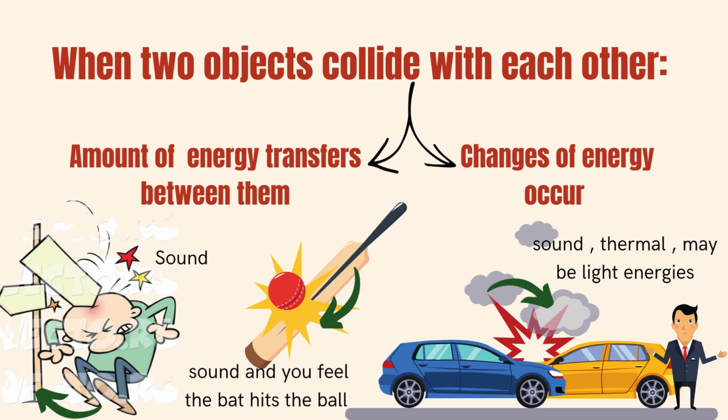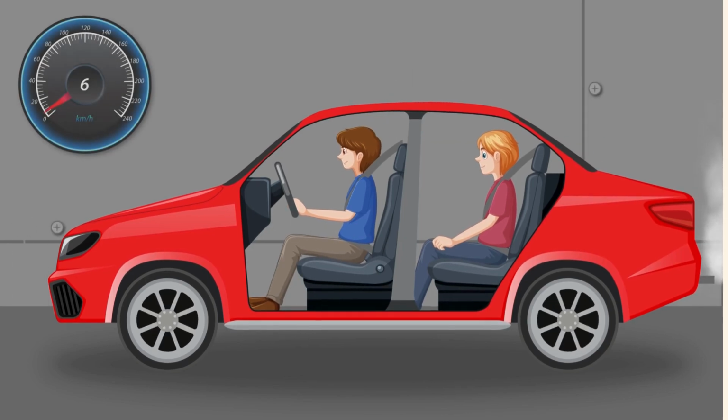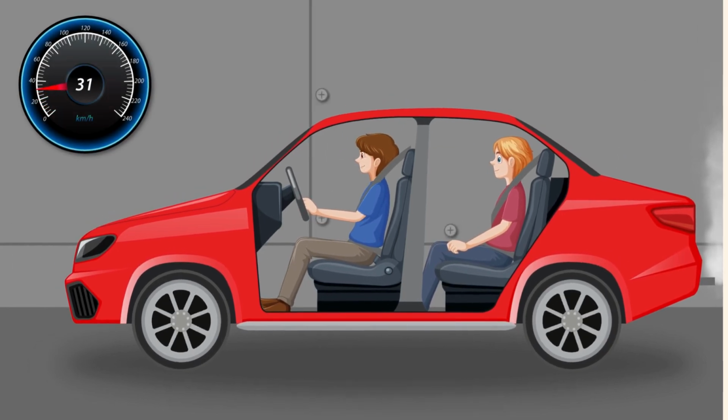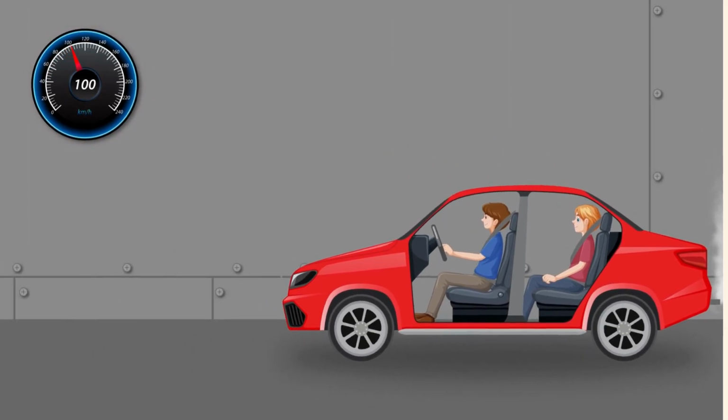And we have many examples. Most of the time when there is a collision, the kinetic energy from one of these objects transfers to the other, and part of this energy changes into another form, like sound energy when we hear the sound of the collision, or light energy, and thermal energy. And this we can see when there is a collision between two cars.